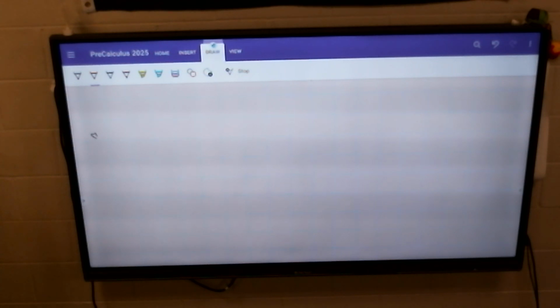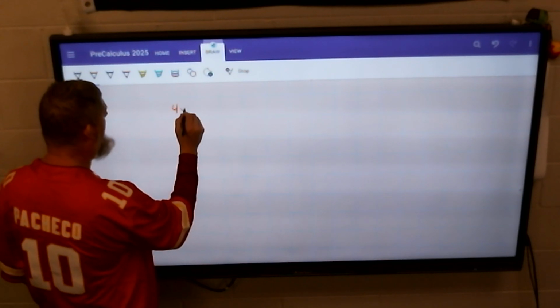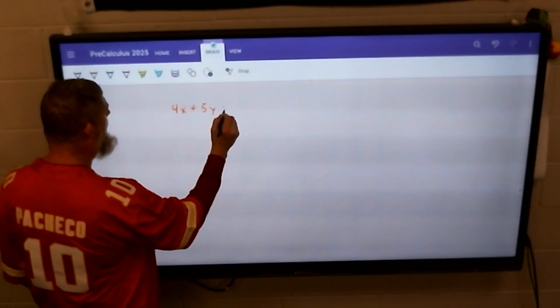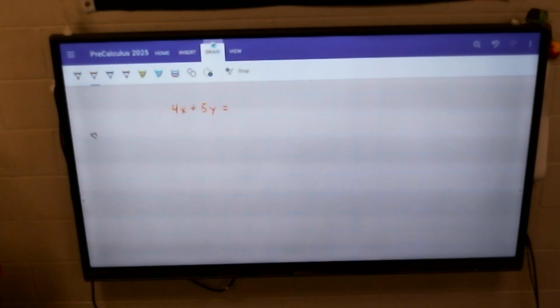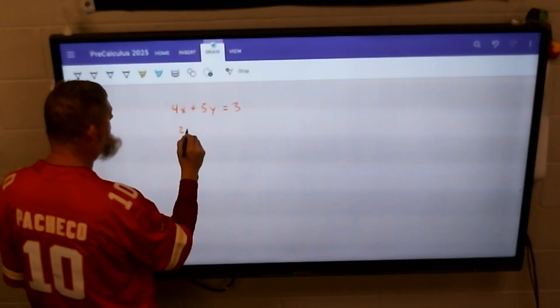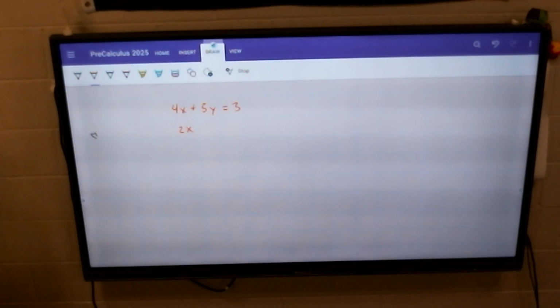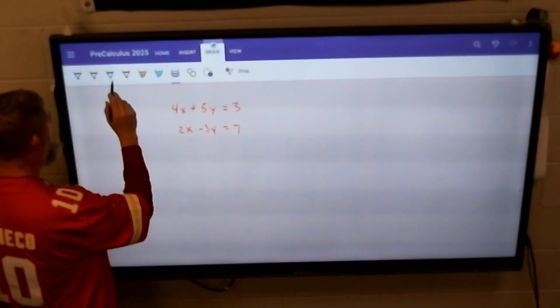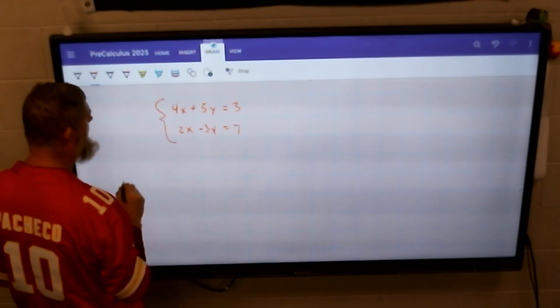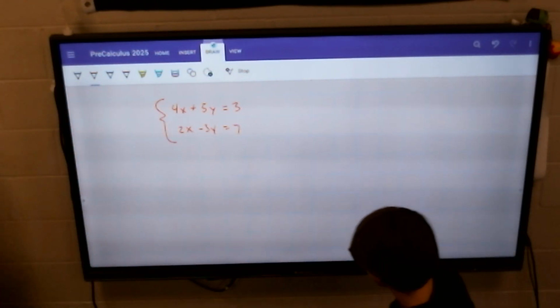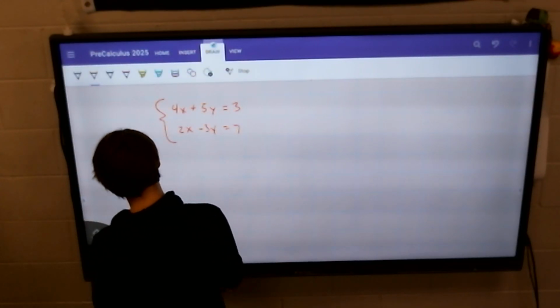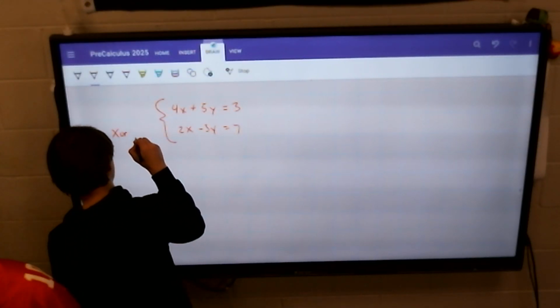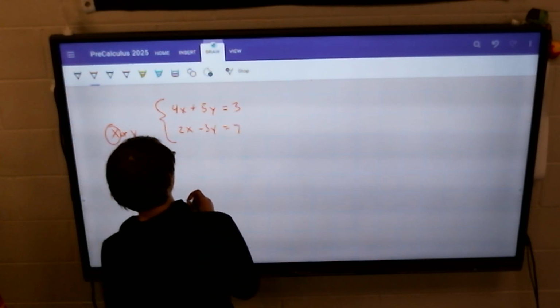Let's have you try one on your own. I don't think I want to get into 3 equations today. I don't think we have time for that. Try 4x plus 5y equals 3, and 2x minus 3y equals 7. In fact, if someone would like to come to the board and try it, that would be awesome. Do it nice and neat so we can read it. I don't have the answer to this one, so you better get it right.